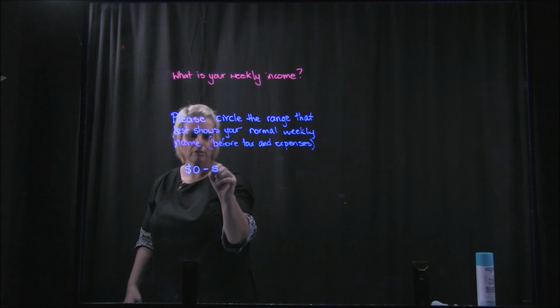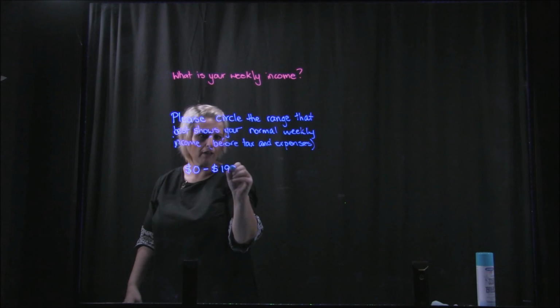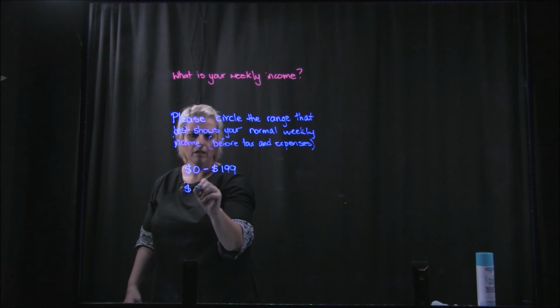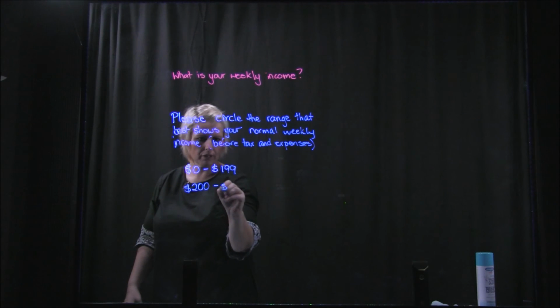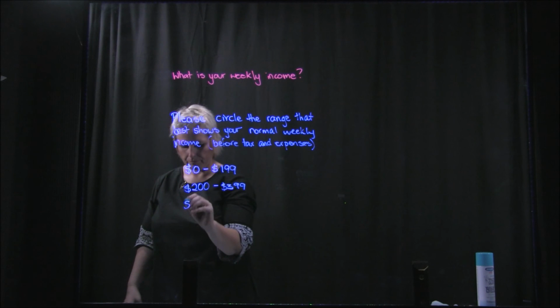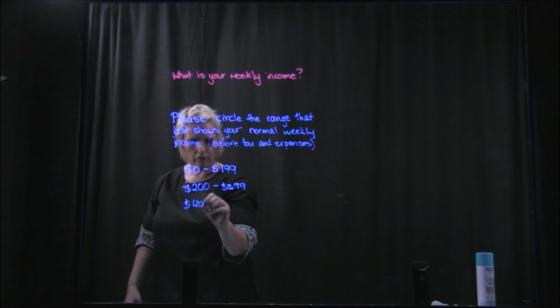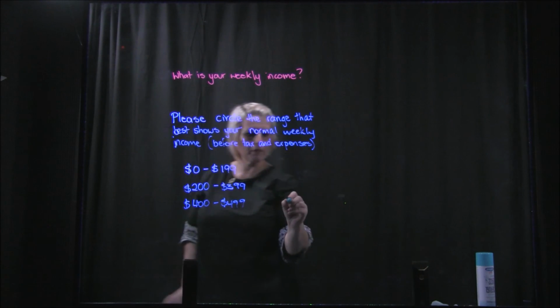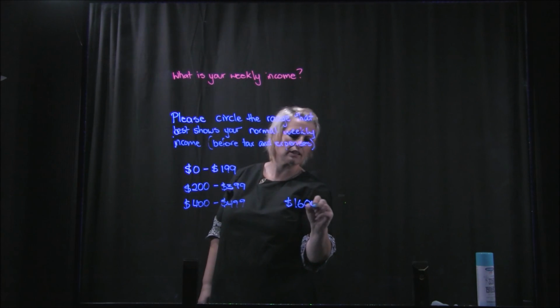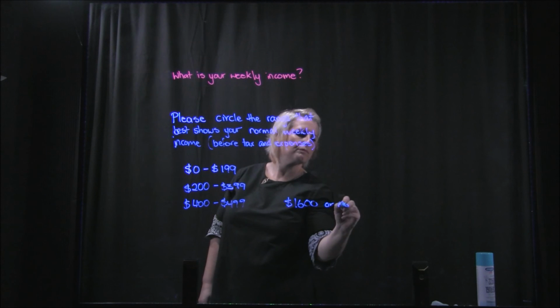And then we basically just give them a range. So 0 to 199. We want to make sure we include everyone. And then 200 to 399. 400 to 499, and so forth until we get to 1600 or more.